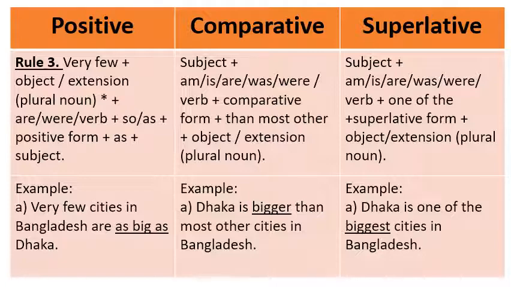So when you convert it into comparative degree, the structure will be subject plus is, are, was, were plus comparative form plus than most other plus object or extension or plural noun. So the sentence will be, Dhaka is bigger than most other cities in Bangladesh. So when you convert it into superlative degree, the structure will be subject plus is, are, was, were plus one of the plus superlative form plus object or extension, that is plural noun if it is there. So the sentence will be, Dhaka is one of the biggest cities in Bangladesh.